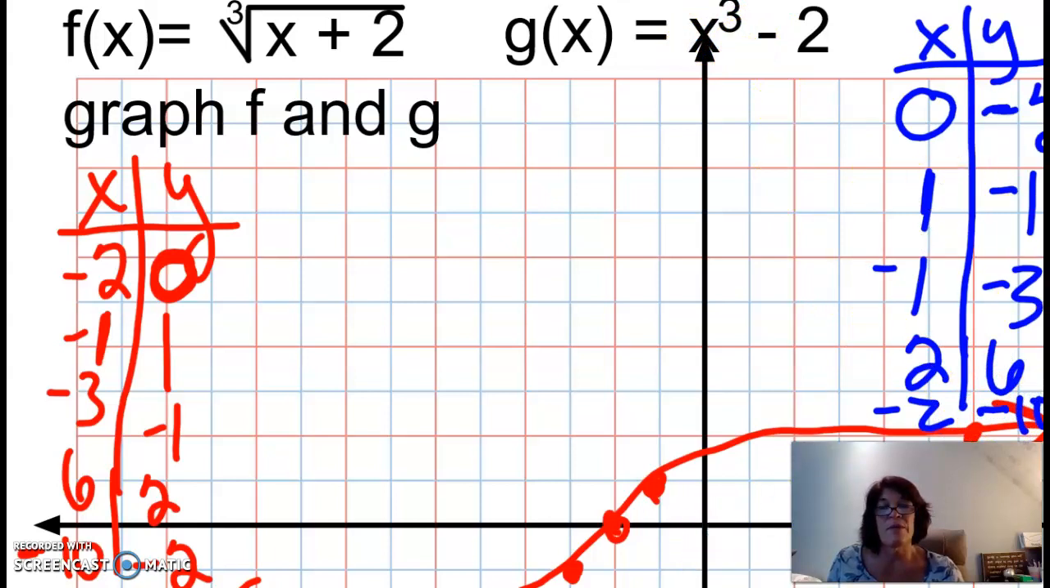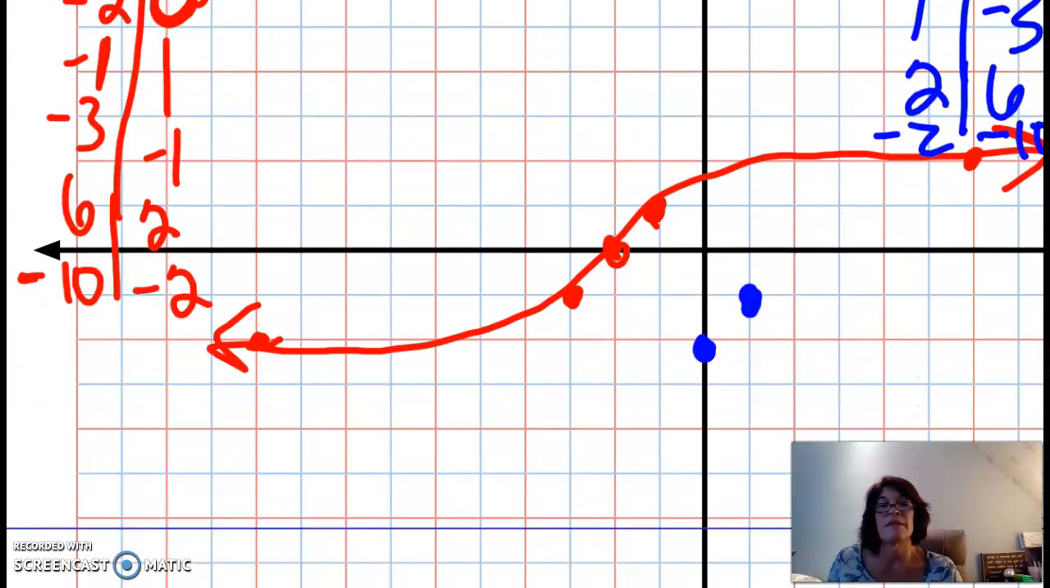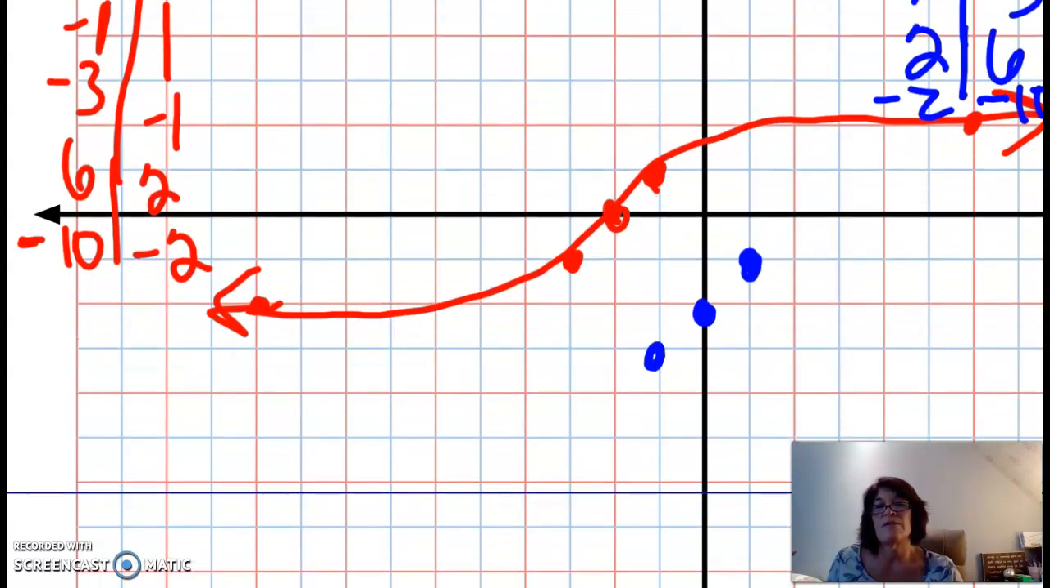So I'm going to graph 0, negative 2. 1, negative 1. Negative 1, I'm going to have to go down here, huh? Negative 1, negative 3. 2, 6. Down too far.